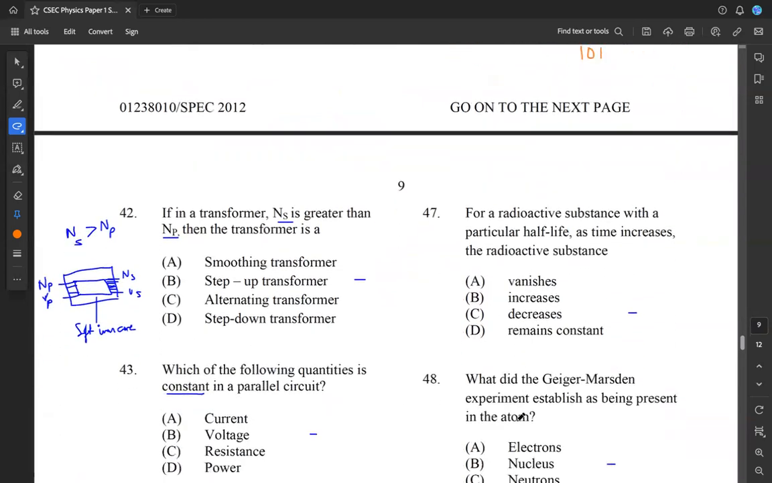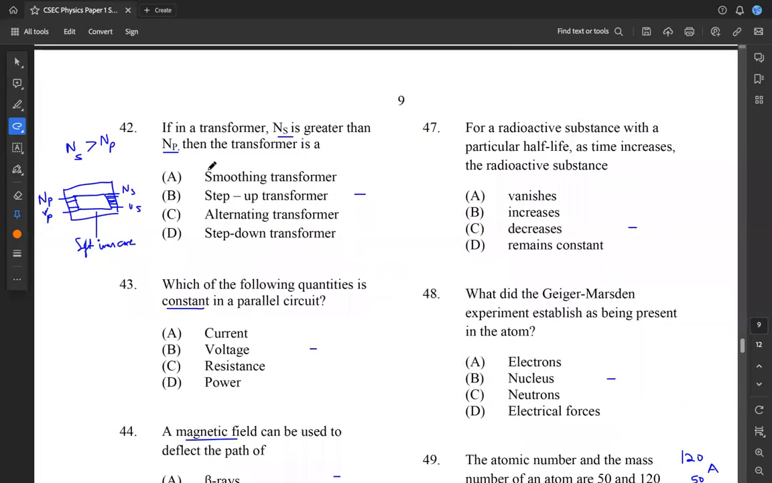Moving along to 42. So 42 says if in a transformer, the number of turns on the secondary coil is greater than the number of turns on the primary coil, then what kind of transformer do we have, right? I just drew a little schematic. If our secondary turns are greater than our primary turns, we have this kind of setup where we have all these turns over here, right? And so we're gonna get a greater induced EMF on this side because our turns are much more than what we started with. And so in this case, we would say it's a step-up transformer.